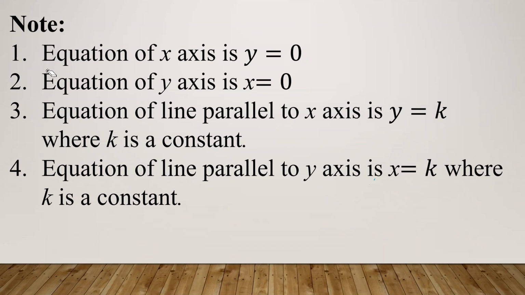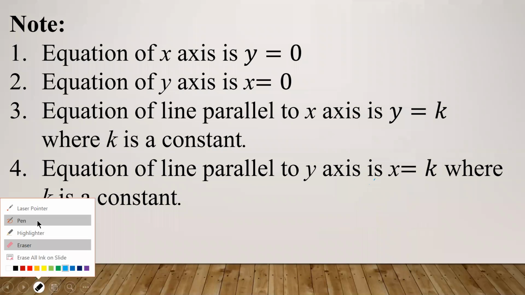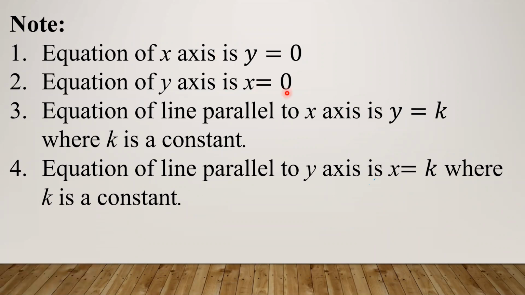So equation of x axis is y equal to 0. Equation of y axis is x equal to 0. Equation of line parallel to x axis is y equal to some number k. K is a constant. Equation of line parallel to y axis is x equal to k. So 4 types of lines we have seen today.